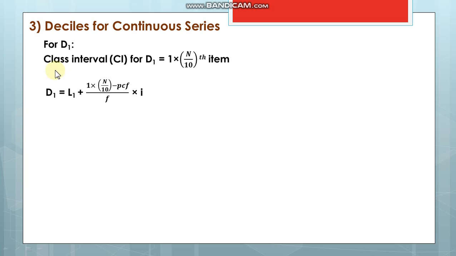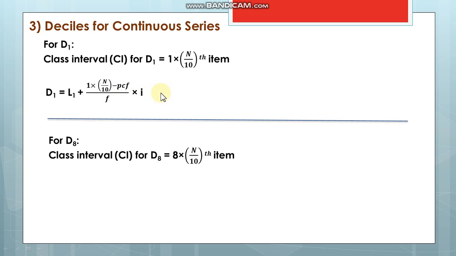First I have to identify the respective class interval. So what is the method? Class interval for decile 1, that is 1 into n by 10th item, right? Once I find out the class interval, then my decile is lower boundary of that class interval plus 1 into n by 10 minus previous cumulative frequency divided by frequency of that particular class into width of the class.